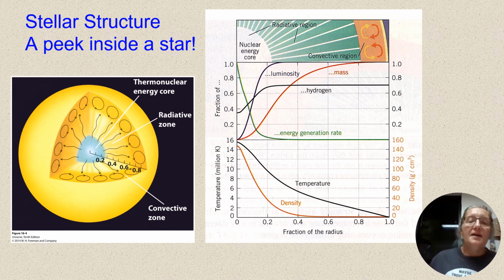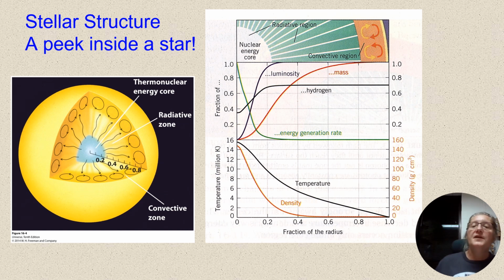If you look at this diagram, we've got two diagrams here. We have another cutaway that shows our core. We have a radiative zone next to the core, and then we have the convective zone out near this region that backs up to the photosphere. And on the right-hand side, we have some graphs, and the graphs give us a profile of the structure of the sun.